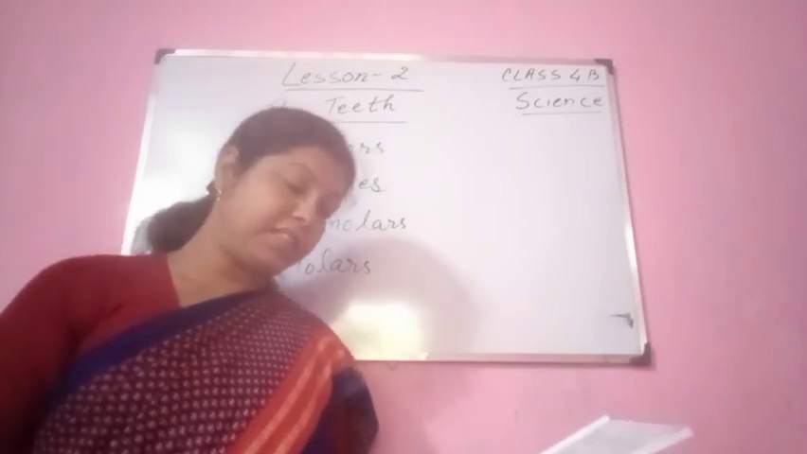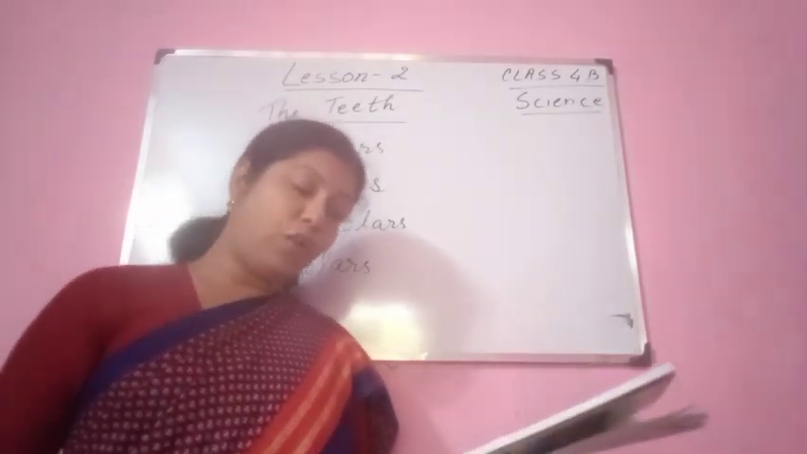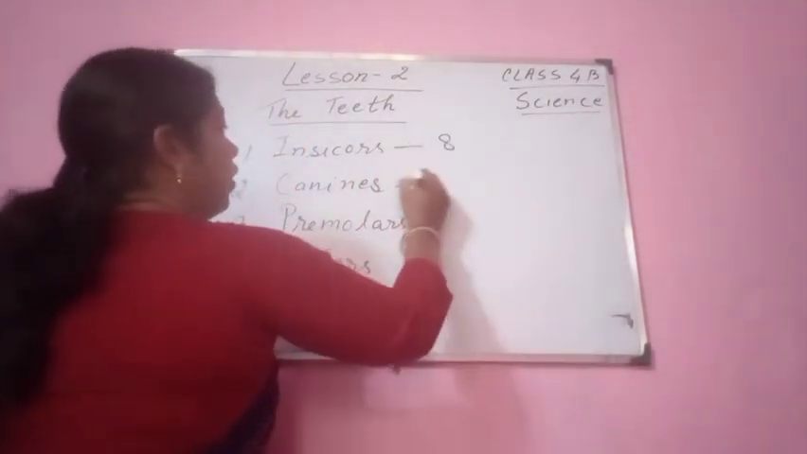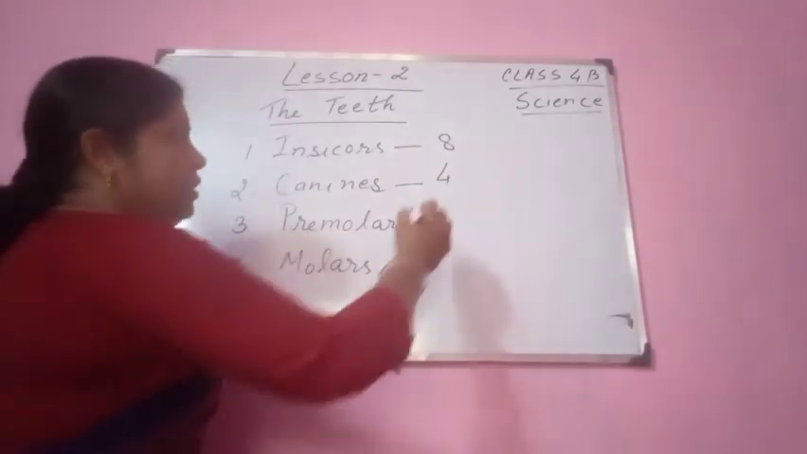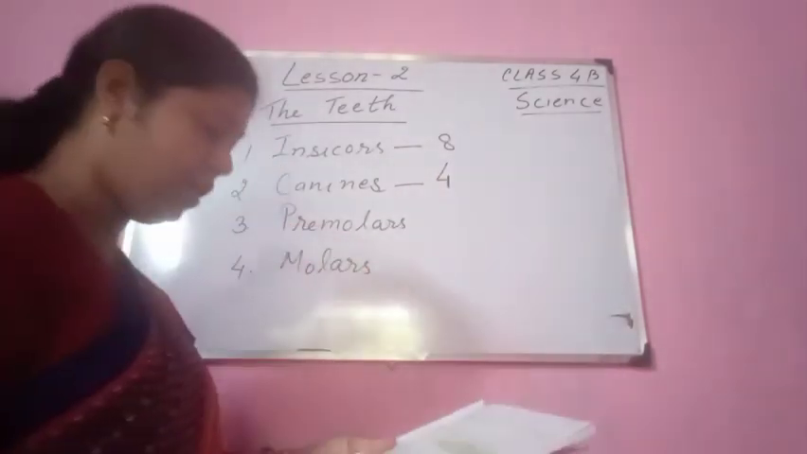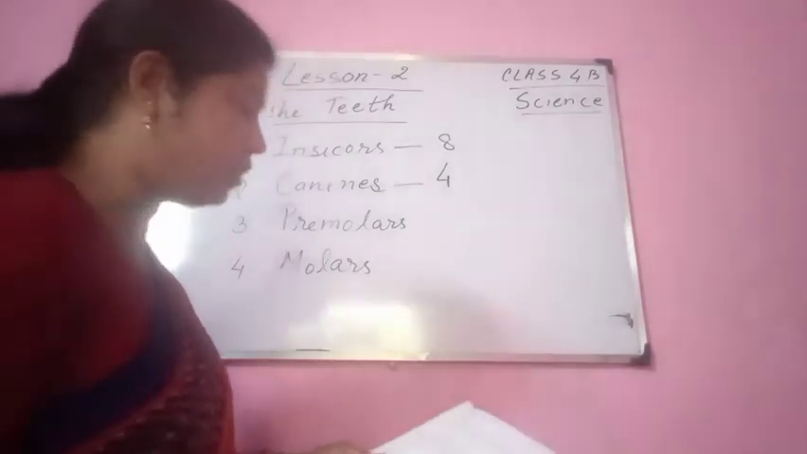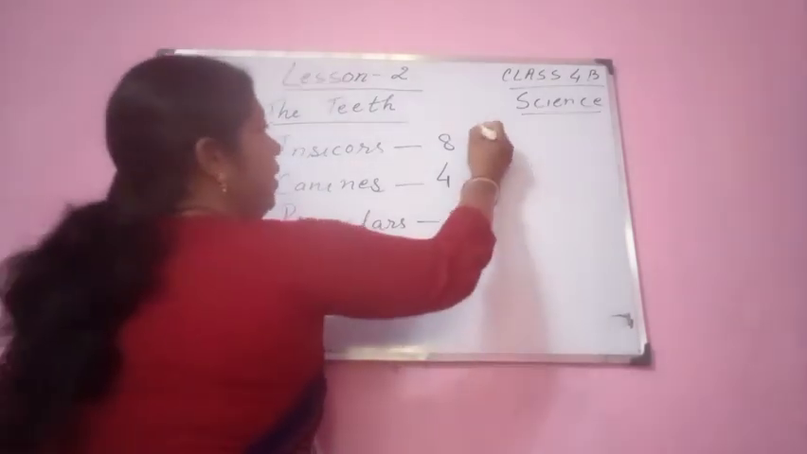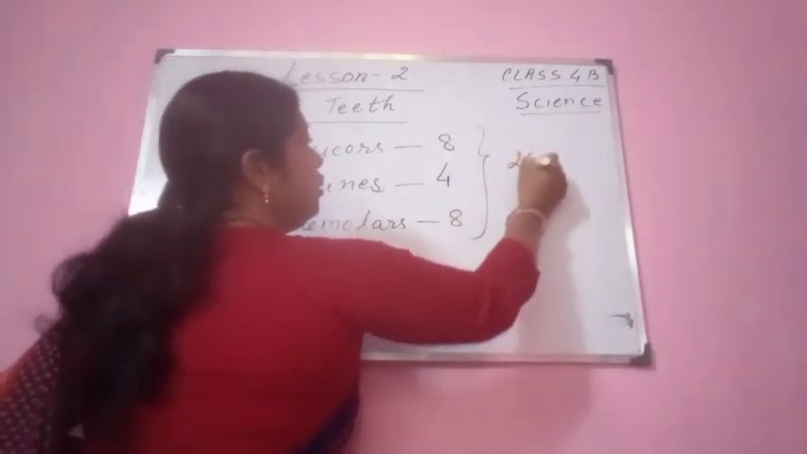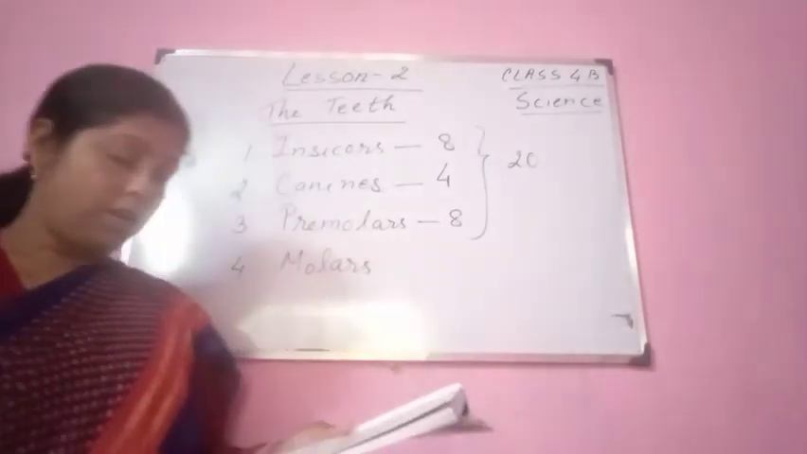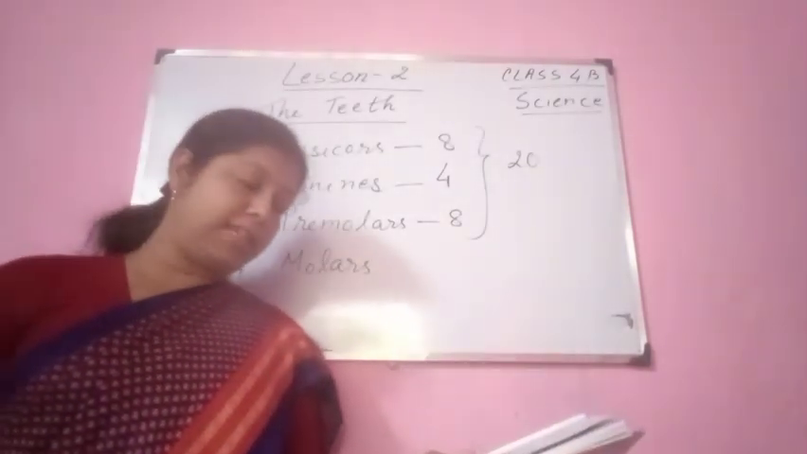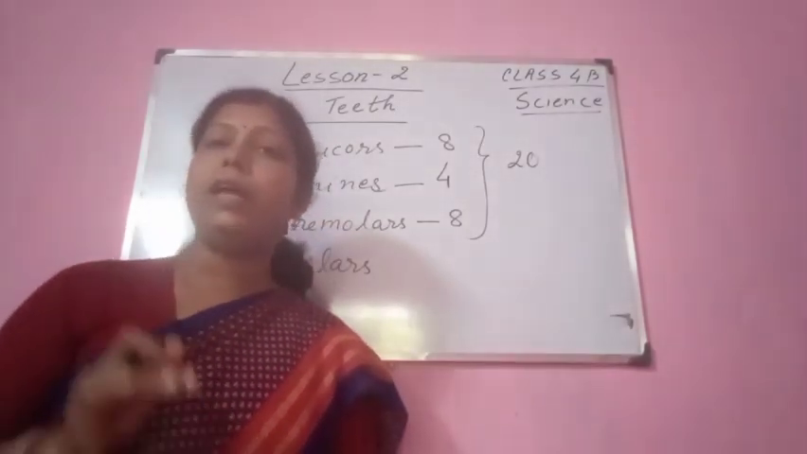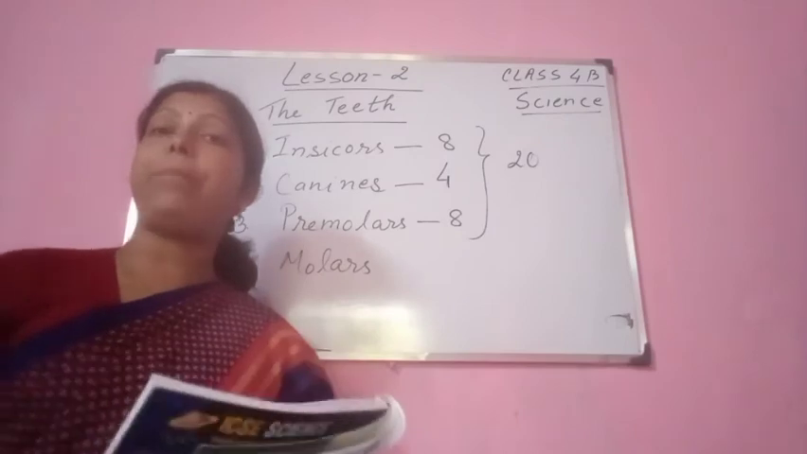These include 8 incisors, 4 in each jaw, and 4 canines. How many incisors do you have? 8 incisors. Canines, how many do you have? 4 canines. And 8 molars, 4 in each jaw. Now if you count it, how many will it be? It will be 20. They do not have premolars, hence children have a set of 20 primary teeth.